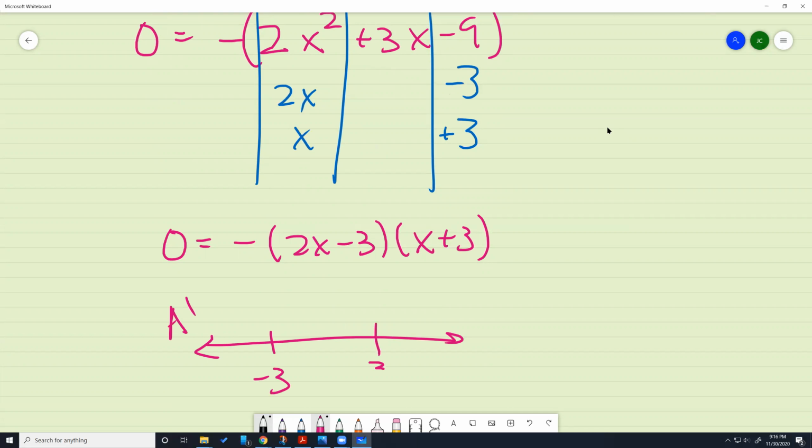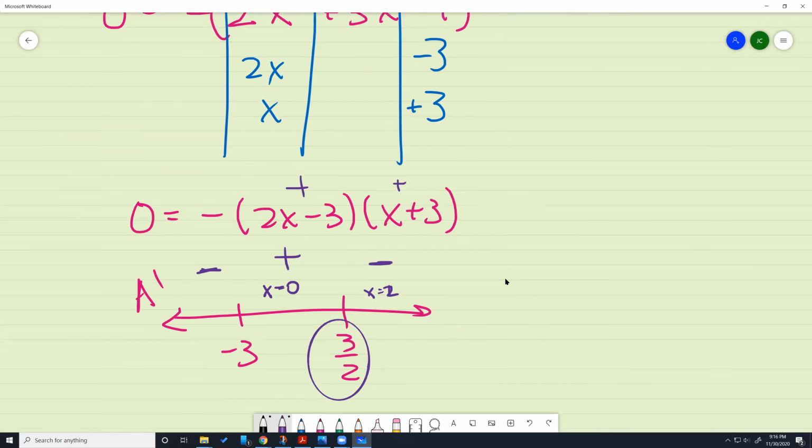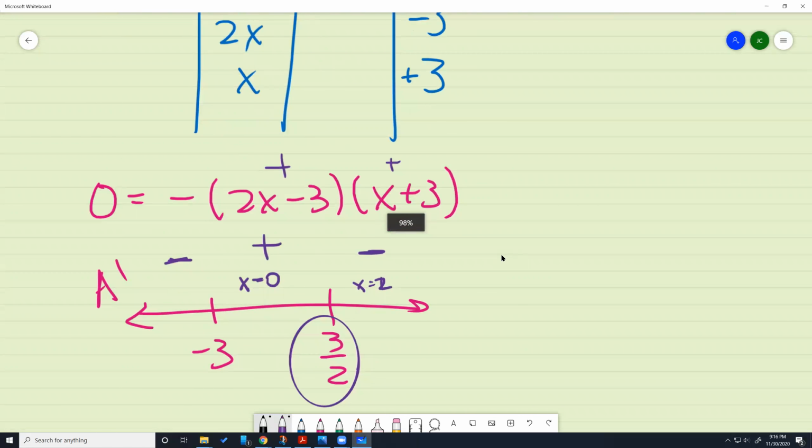So negative 3, 3 halves. Let's test 0, which in that case will give you negative, positive, negative, so that's positive. If you test 1, oh wait, sorry, you can't test 1. Test 2, 4 minus 3, that's positive, positive, negative, so that would be negative as well, I'm pretty sure. So based on the first derivative test, the sign changes from positive to negative at x equals 3 halves, which indicates that is a relative max.